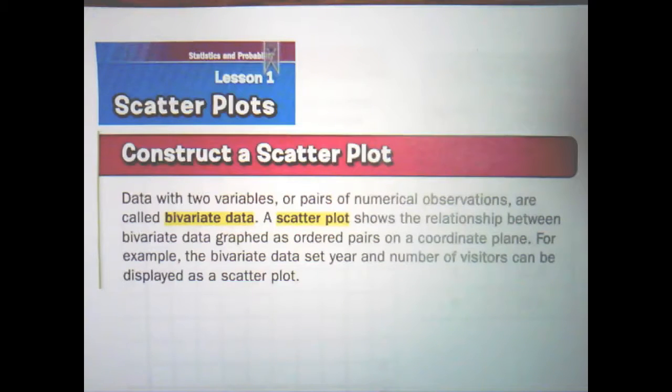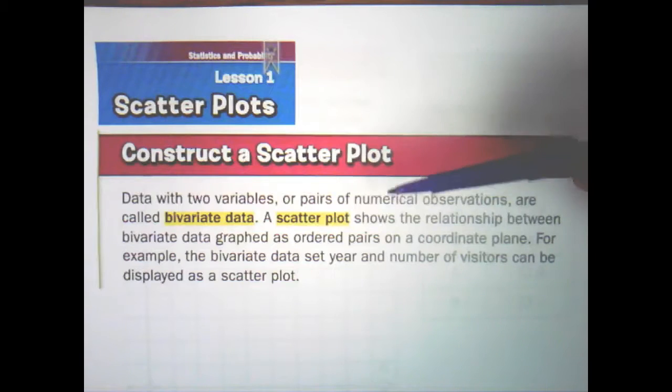So one of the first things we want to look at in terms of statistics is a scatter plot. When we have data that has two variables or pairs of numerical observations, we call that bivariate data. Basically, we're taking a look at two different things and comparing them against one another to see what type of relationship exists between them, if any.